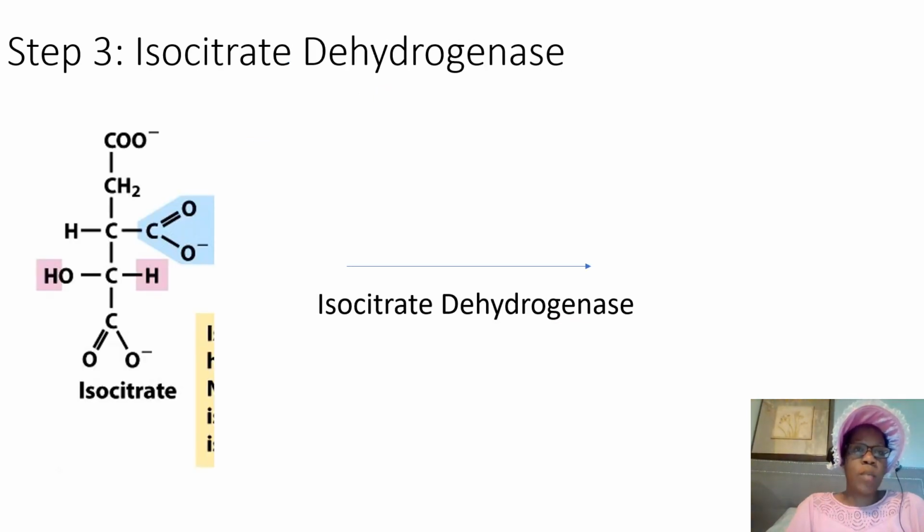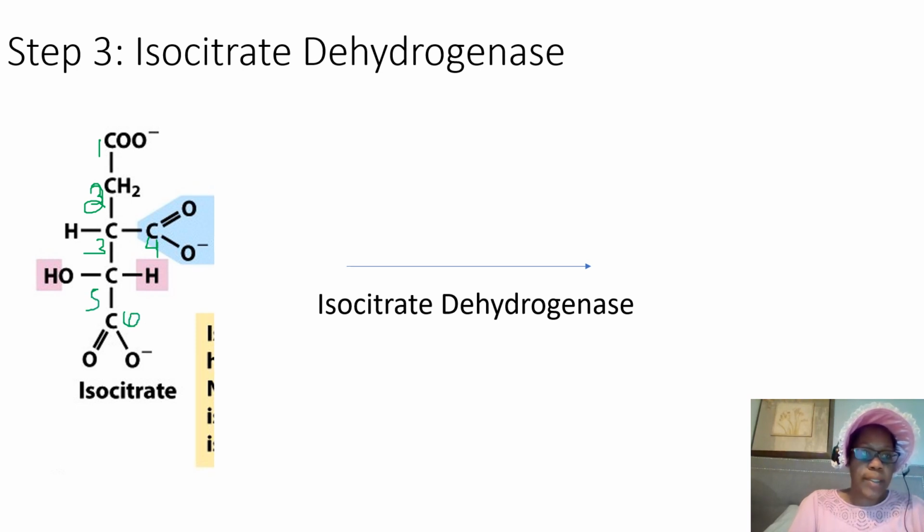In the last step, we created isocitrate. So here's isocitrate. It looks a little bit different, but it's still isocitrate. It's a 6-carbon molecule, and I'm going to go ahead and label my carbons. 1, 2, 3. Carbon 4 is exactly the same, COO minus. Carbon 5 and carbon 6.